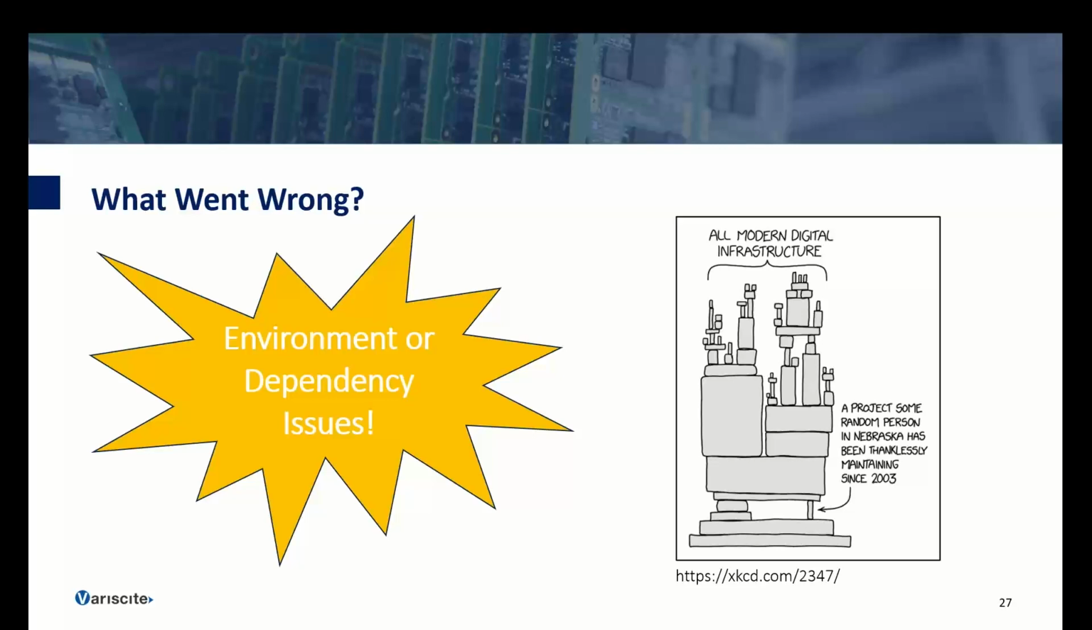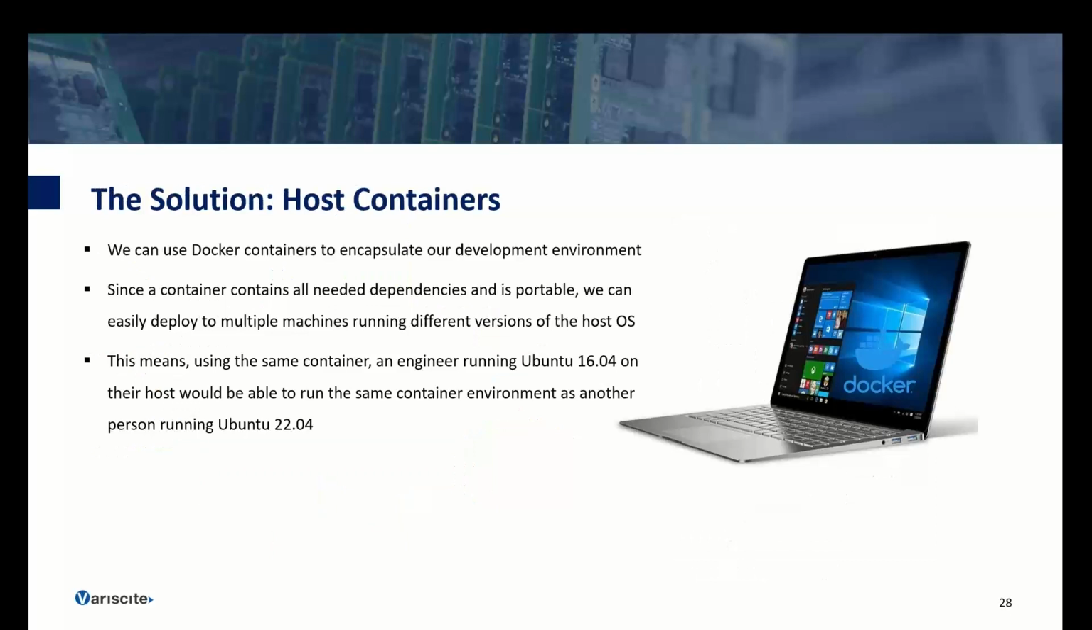And this can be a problem, especially when you have to build different versions of software on the same machine. So what's a potential solution here with Docker? Well, host containers. We could use Docker on our host, and we could make a container that encapsulates our development environment. Since a container could contain all needed dependencies and it's portable, we can easily deploy this container to multiple machines running different versions of the host operating system. So this means, for example, using the same container, an engineer running Ubuntu 16.04 on their host would be able to run the identical container environment as another person running Ubuntu 22.04. So the Ubuntu 16.04 engineer could potentially produce very new code, and the Ubuntu 22.04 engineer could produce very old code because they'd be using a single container with a unified environment.